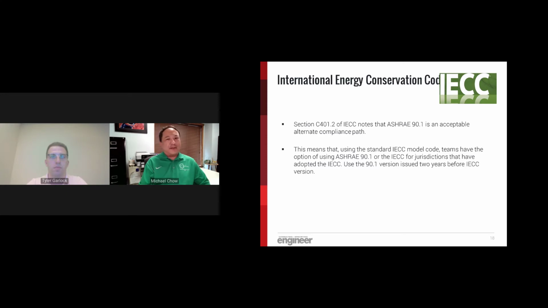So when you take a look and let's say you want to use ASHRAE 90.1, you go with the one that was adopted 2 years prior to the IECC. So for example, in Ohio, the IECC version is 2012, so we use the ASHRAE 90.1 2010.